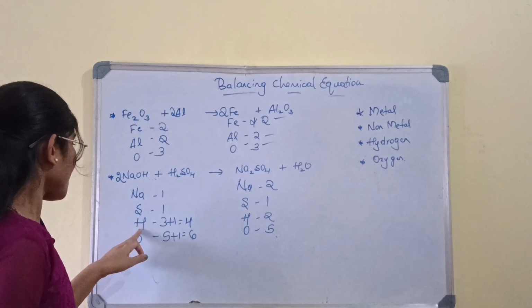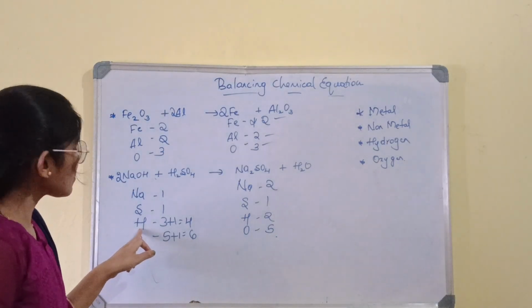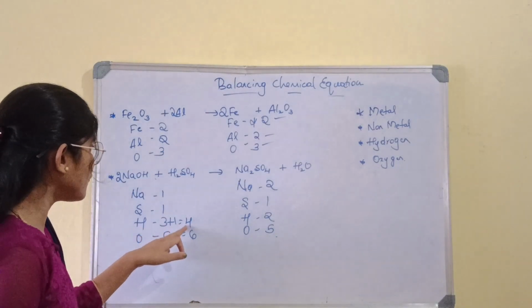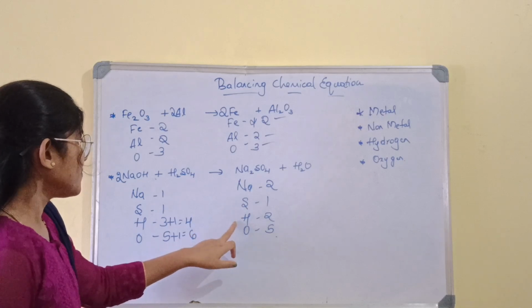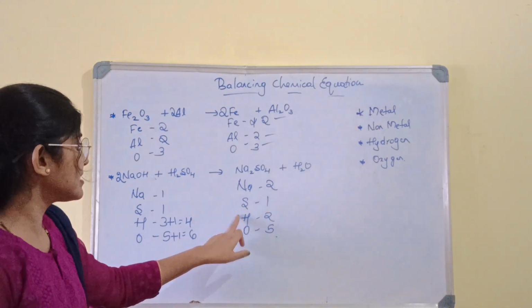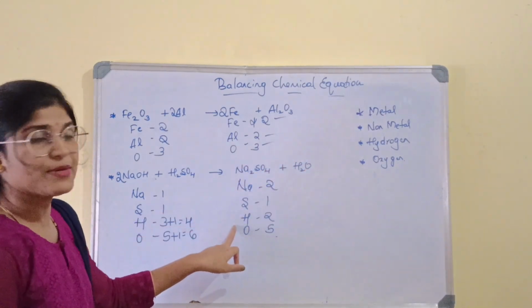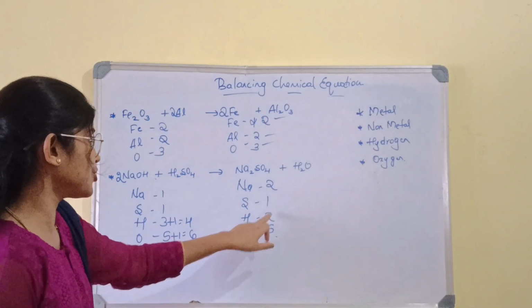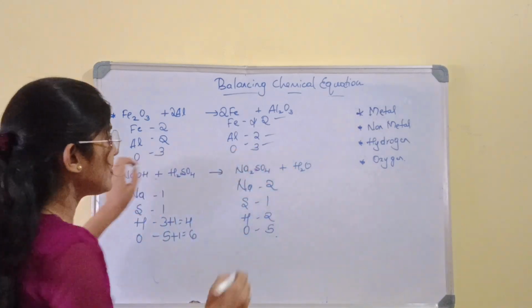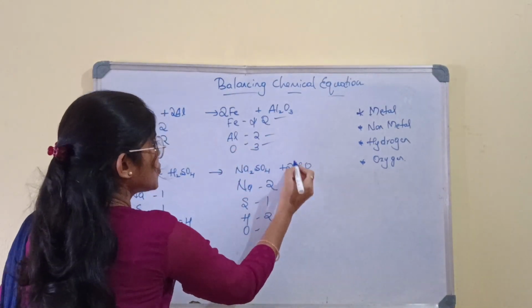Next you will see hydrogen. What is the number of atoms present? 4 here, 2 there. So you have to make the product side hydrogen number 4. To make the hydrogen number 4, what do you have to do? Multiply the hydrogen by 2.